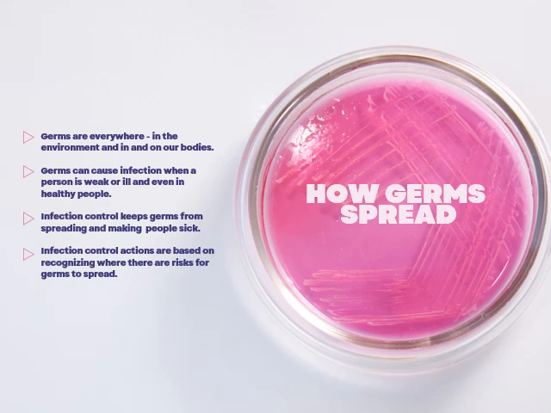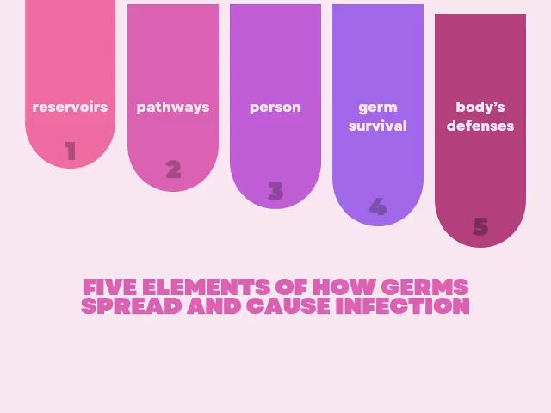In order for germs to make someone sick, 5 things are needed. At least 5 elements are needed for a germ to spread and cause an infection: a reservoir for the germ to live in, a pathway for the germ to move out of the reservoir, a person to infect, the ability to get around the body's defenses, and the ability for the germ to survive.